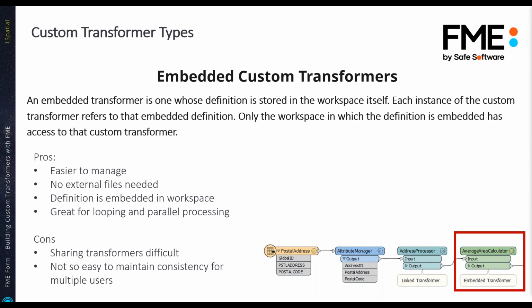The downsides: sharing the transformer is difficult because there's no file to share with anybody and it's not been published anywhere. It's not so easy to maintain consistency for multiple users. So if multiple users have created maybe their own definitions of the average area calculator, and they all might be different but named the same, it's very difficult to maintain that consistency.